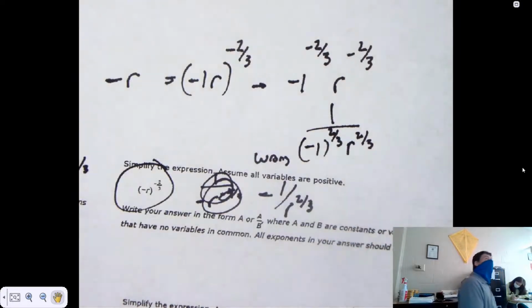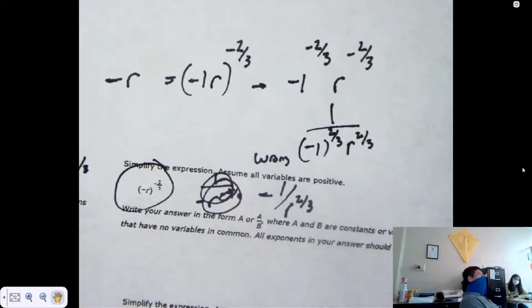All right, so what do we got? We got 1 over negative 1 to the 2/3 power, r to the 2/3 power. And it's not one of them cubic roots. Haley Brooks, what's the cubic root of negative 1? It's not 1. It's negative 1, because a negative 1 times a negative 1 times a negative 1 is negative 1. Now, after we find that cubic root, Bryce, what are we supposed to do with it? What do we get? 1.